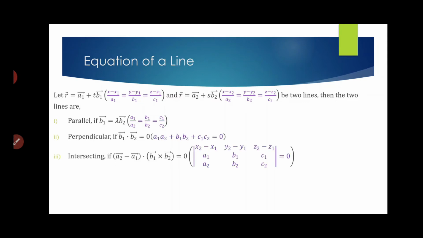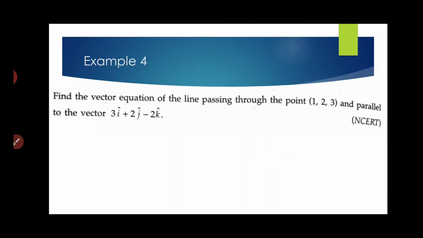And intersecting, if (a2 minus a1) dot (b1 cross b2) is 0, which translates in the Cartesian form as if this particular determinant is 0. Now let us take few examples.